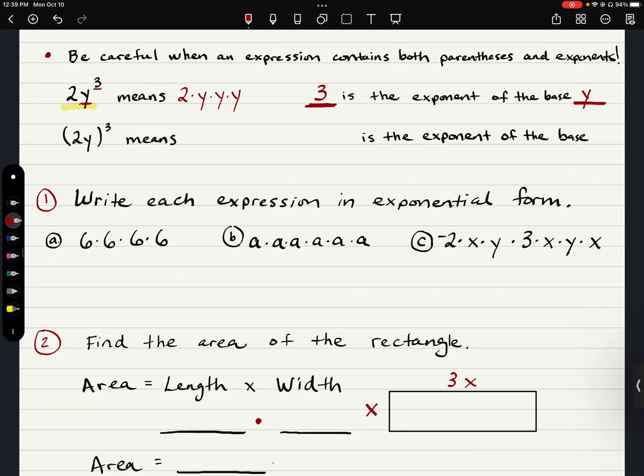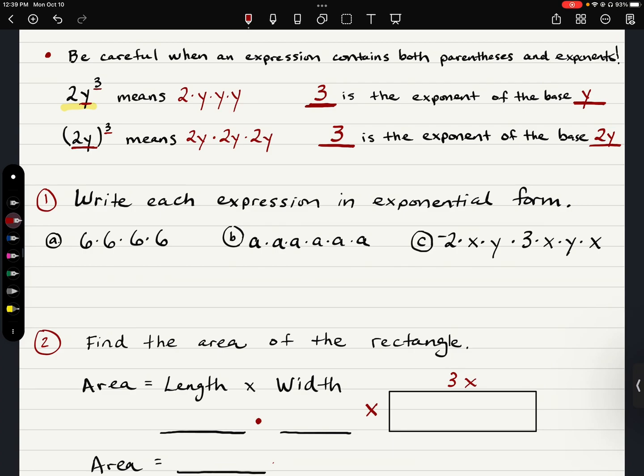Now things change in the second example where we've got parentheses around the 2y and then our exponent is outside. So this one simply means that we're taking our base, which is going to be 2y, and we're multiplying it times itself 3 times. So that product of 2y to the third power means 2y times 2y times 2y. So in this case, our exponent, which is the 3, right, is of the base 2y. So the 2 is also included in the base on that one, and that is because of the parentheses.